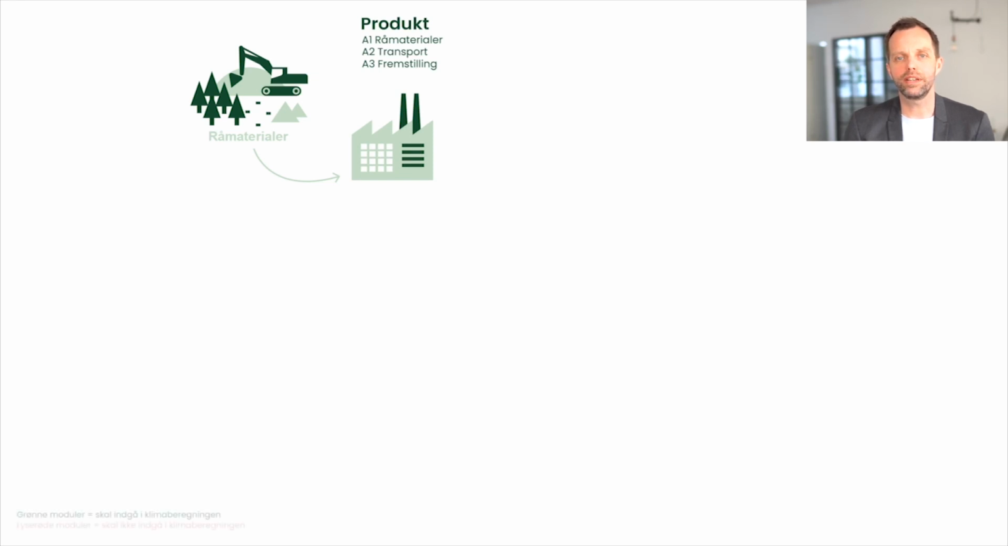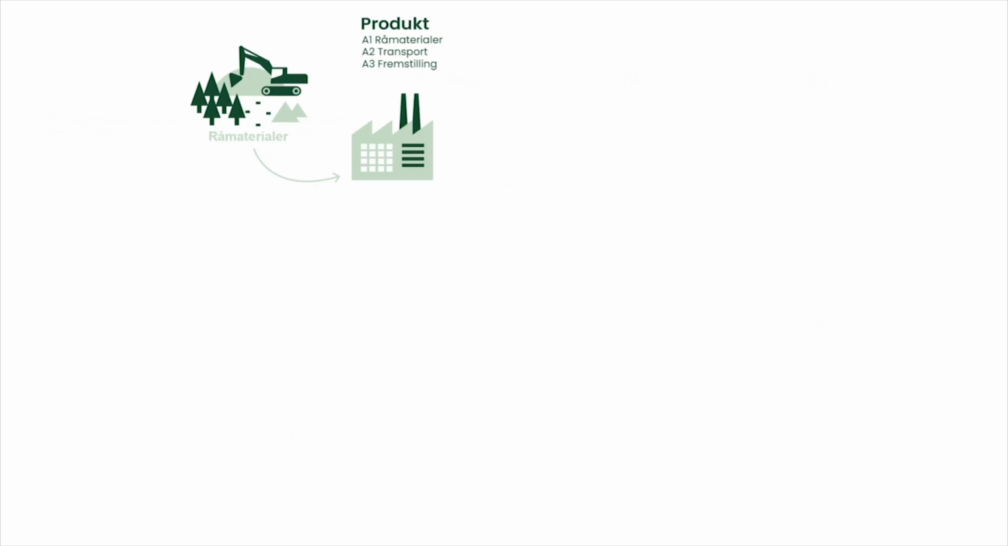To understand a little bit about the different phases that are included in an LCA, I have some Danish slides, so I hope you have strong Danish language skills. The first phases are about taking the materials from the ground or from trees or wherever, then moving them to the factory, and then the emissions from the manufacturing. So those three phases are called A1, A2, and A3.